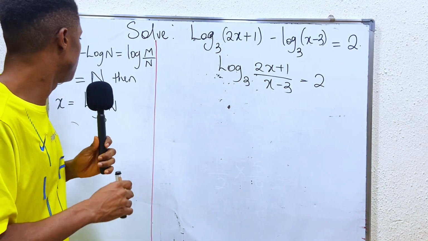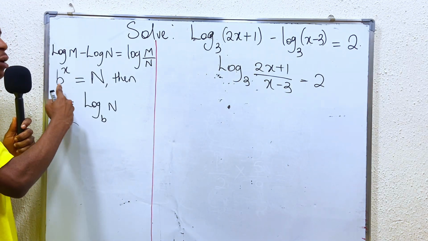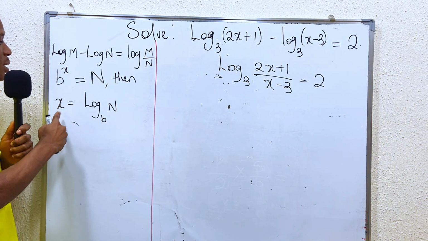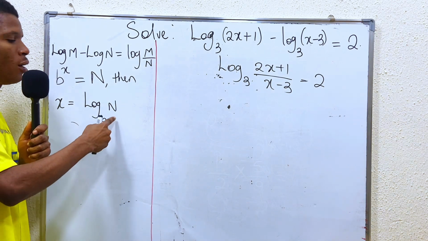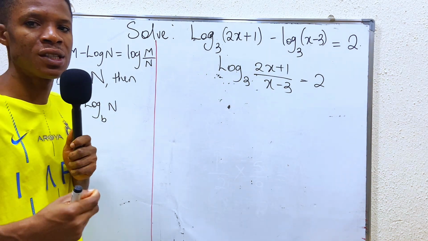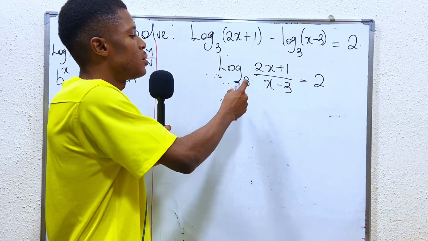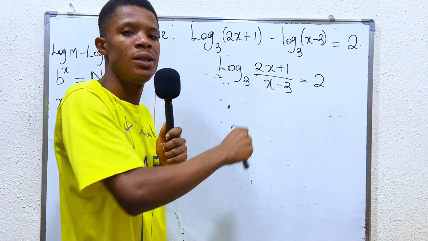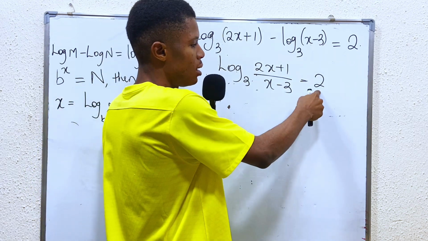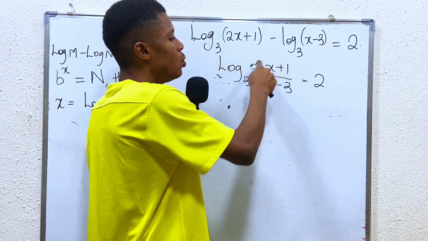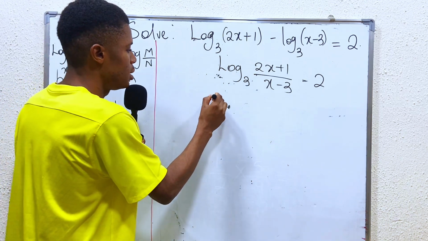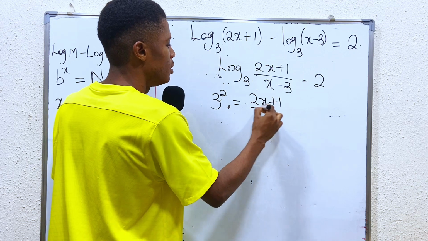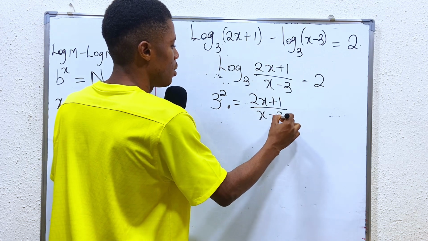Remember that whenever you have any number like b raised to power x is equal to n, in logarithm form, x is equal to log base b of n, since logarithm is trying to tell us how many times the base is going to be raised to get the number. This simply means that whenever you raise the base by 2, you are going to get the whole number. So we write it as 3 power 2 is equal to (2x + 1) divided by (x - 3).